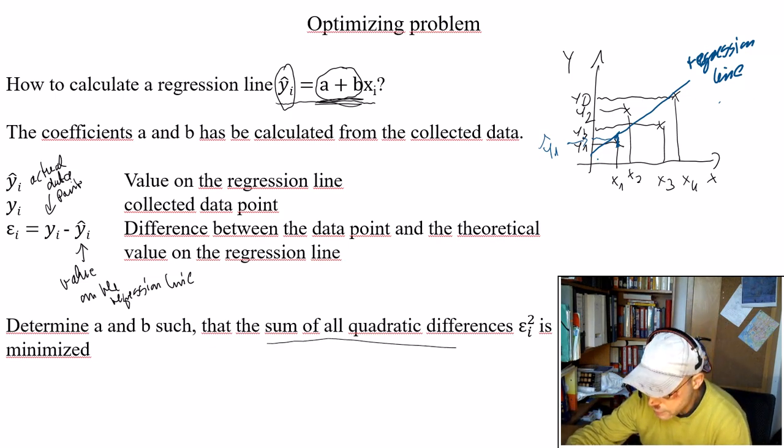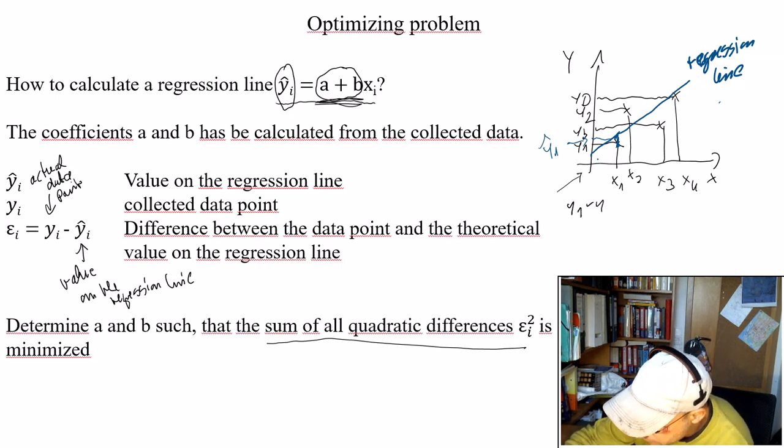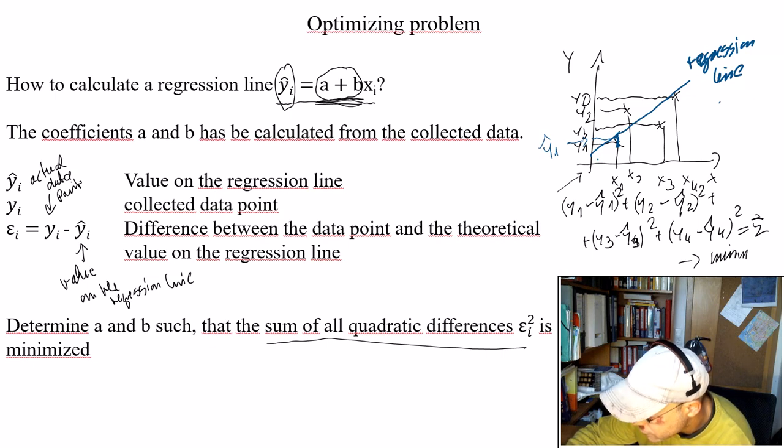So in my example here, I would have 4 errors. So y1 minus y hat 1 plus y2 minus y hat 2 plus y3 minus y hat 3 plus y4 minus y hat 4, always the square. This is the sum, and this one we want to minimize.